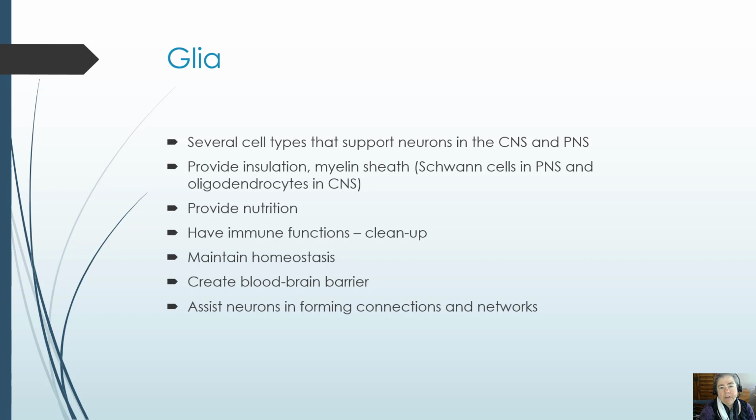So we earlier mentioned something called Schwann cells that make the myelin sheath in the peripheral nervous system. There is a kind of cell in the central nervous system called oligodendrocytes. They're a little bit different, but they both wrap around axons to provide a lipid insulation to allow for more rapid conduction of impulses. There are glia that provide nutrition to cells, that have immune functions. Glia in general are really helpful in maintaining homeostasis.